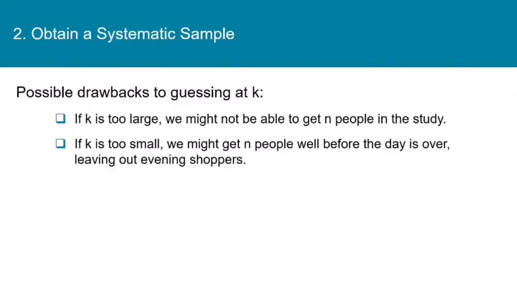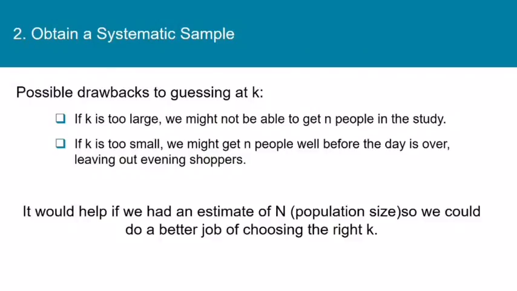On the other hand, if K is too small, we might get n people well before the day is over, and we might leave out the shoppers from the end of the day. What if I had said, well, let's let K be 3, and we interviewed every 3rd customer? We might have our sample filled up before lunch, so we don't want to do that either. We kind of want to get K just right. And it would help if we had an estimate of capital N, the population size, so we could do a better job of choosing the right K.